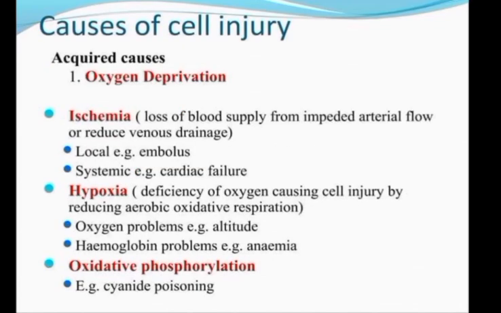Acquired causes include hypoxia and ischemia. Hypoxia means a reduced oxygen supply to the cells, and it is the most common form of cell injury. Since oxygen is essential for energy production, its deficiency will impair cellular functions. The most common cause of hypoxia is ischemia.